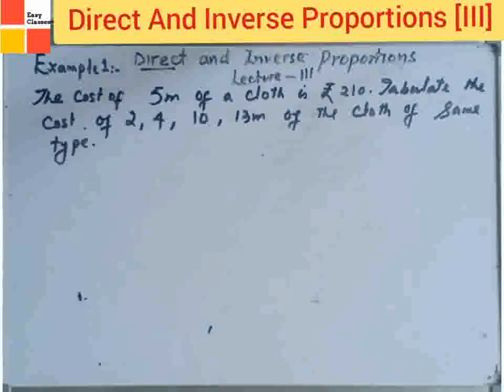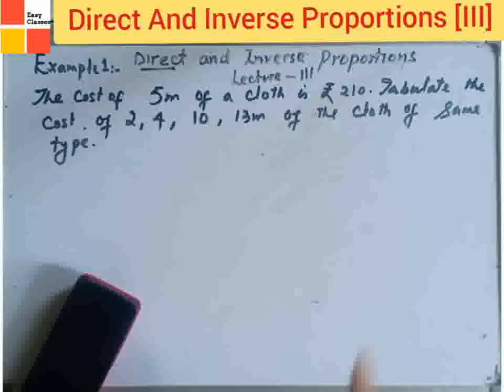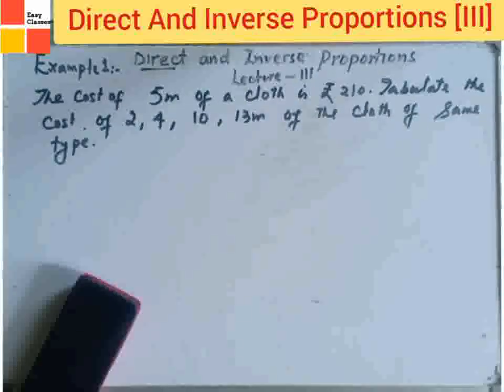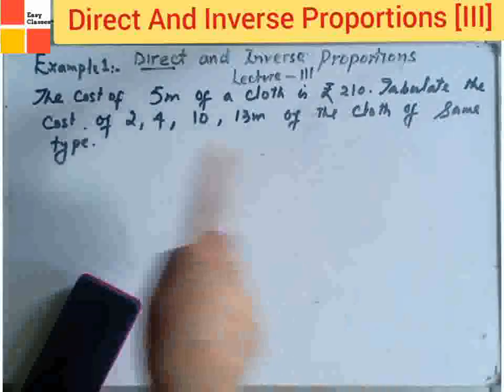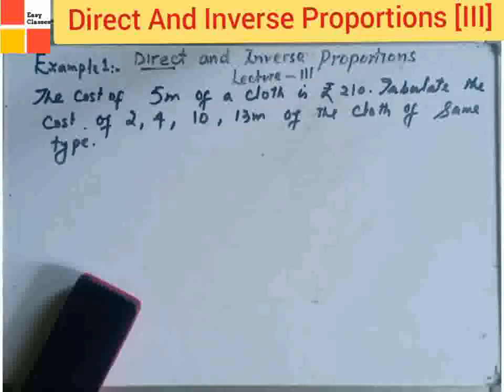So the example is: the cost of 5 meters of a particular type of cloth is rupees 210. Tabulate the cost of 2, 4, 10 and 13 meters of the cloth of the same type. So the question is, I have bought 5 meters of cloth which cost us 210 rupees. Now I have to find the cost of 2 meters, 4 meters, 10 meters, 13 meters. Now you can see clearly, as the length of the cloth increases, the cost will also increase. So this is directly the case of direct proportions.